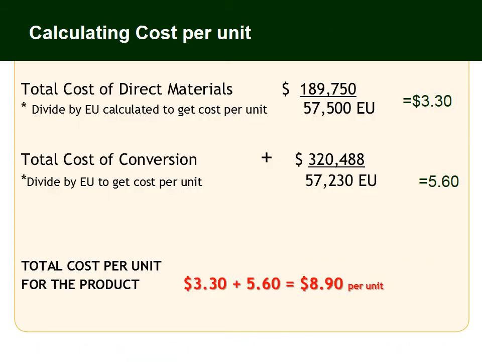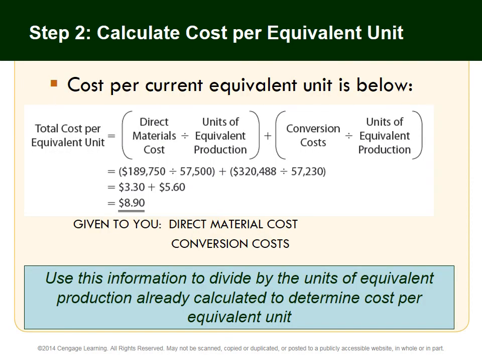So here we have it. You're given that this is the dollars spent on materials. You're given that this is the dollars spent on conversion costs. And you just calculated on the prior chart your equivalent units. So it costs $3.30 for materials, $5.60 a unit for conversion costs, that comes out to $8.90. Here we have it shown another way, $8.90. So remember, you're going to be given the amount of materials and conversion costs.